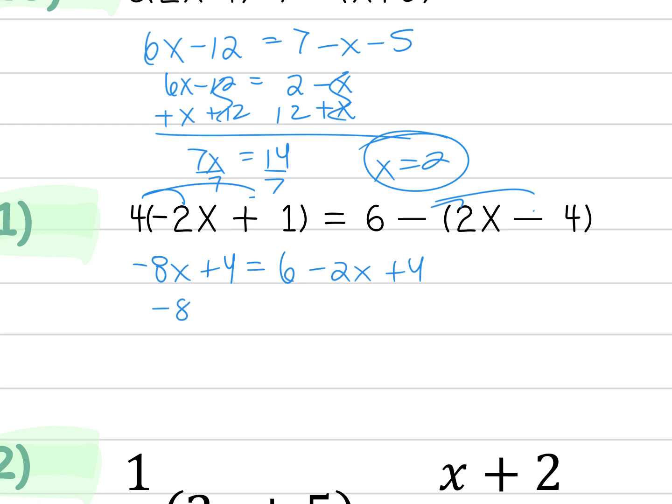Nope. So negative 8x plus 4 equals anything on the right? Yep. 6 plus 4 gives me 10 minus 2x. Can you write minus 2x plus 10? Sure.